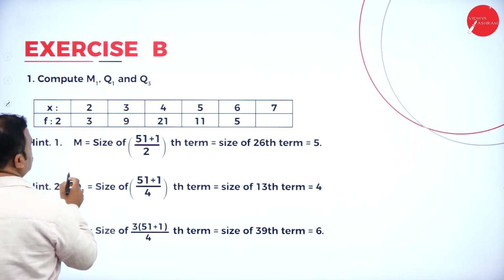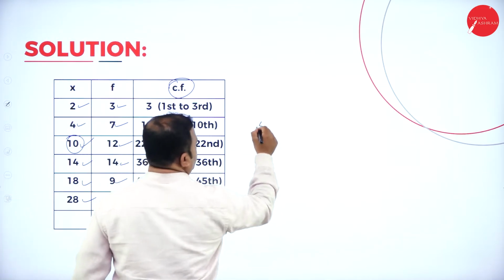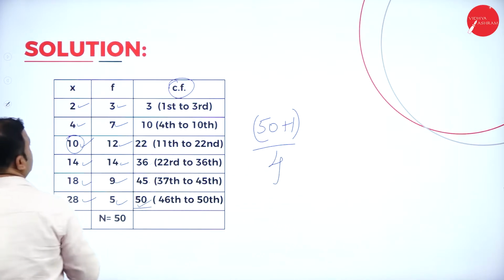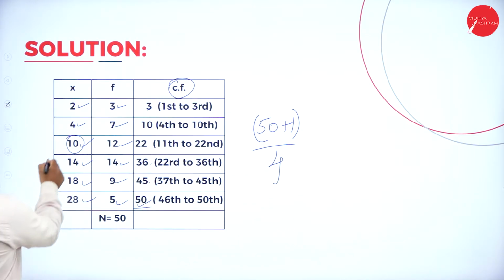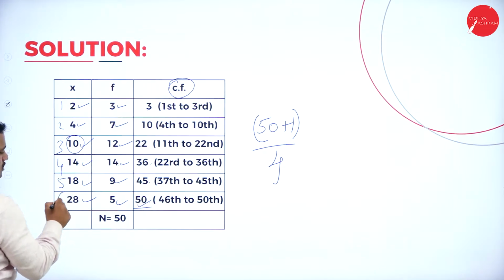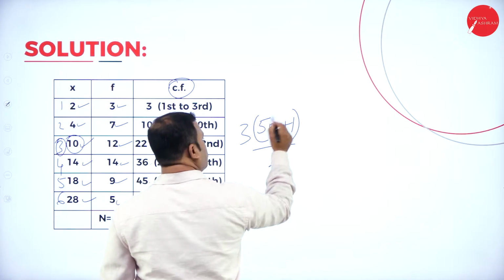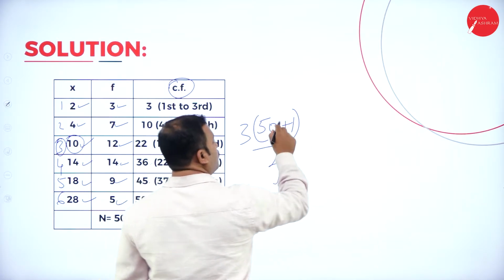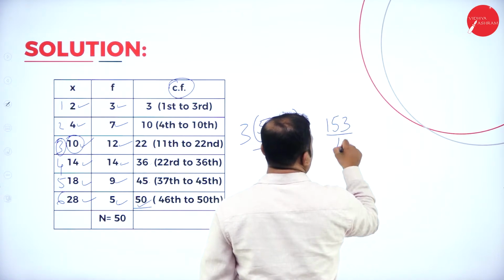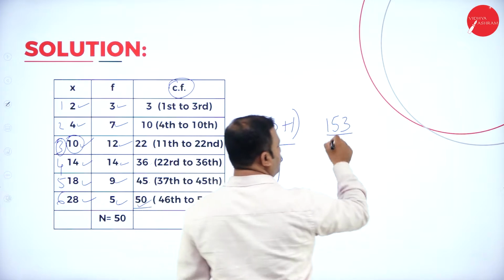How can I consider the Q3 here? Please see to it here. Q3 is equal to 3 times (50 plus 1) by 4, because we have the third term, continuing from 3. So we have to multiply it by 3. 3 into 50 plus 1 is 51. 51 into 3 is 153. Yes, of course. 153 by 4.